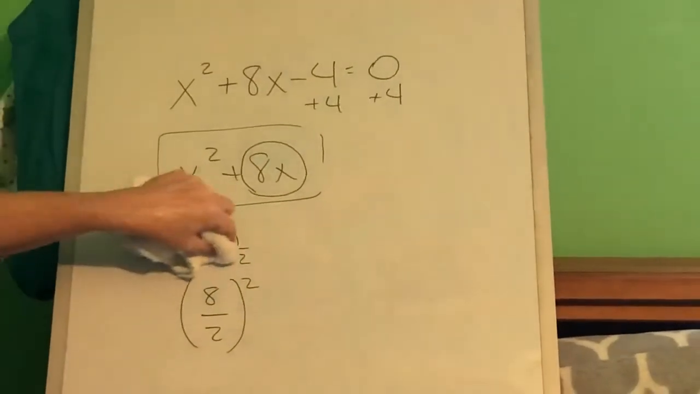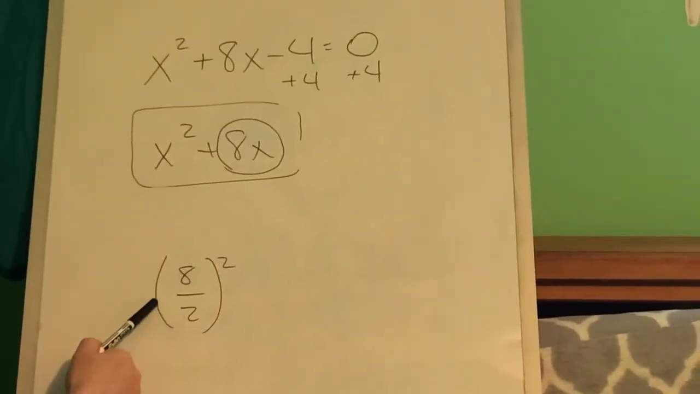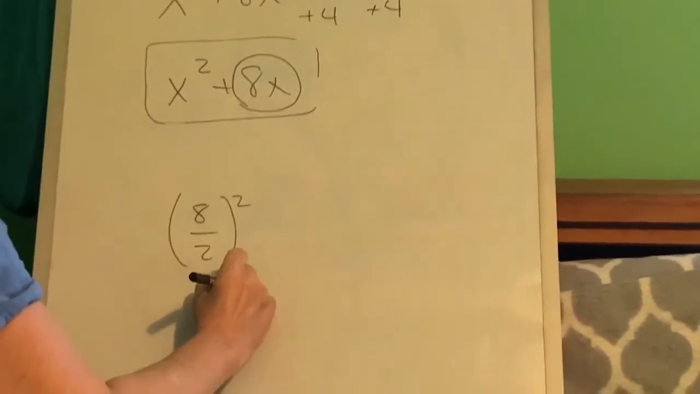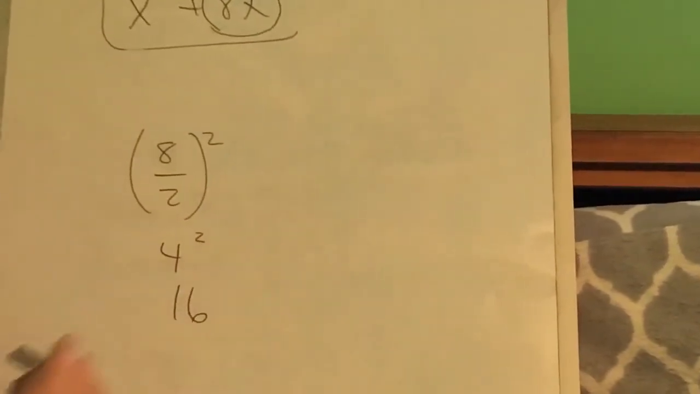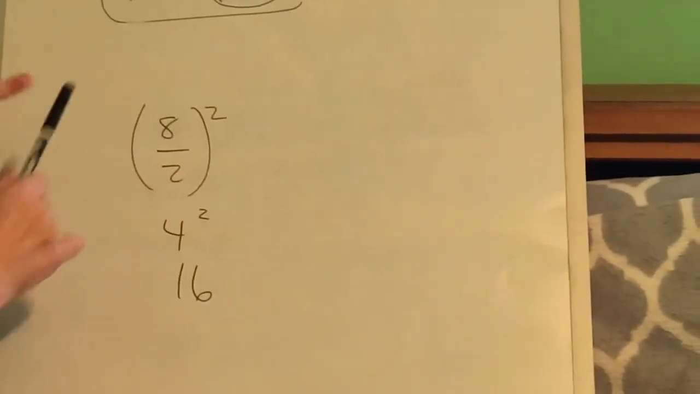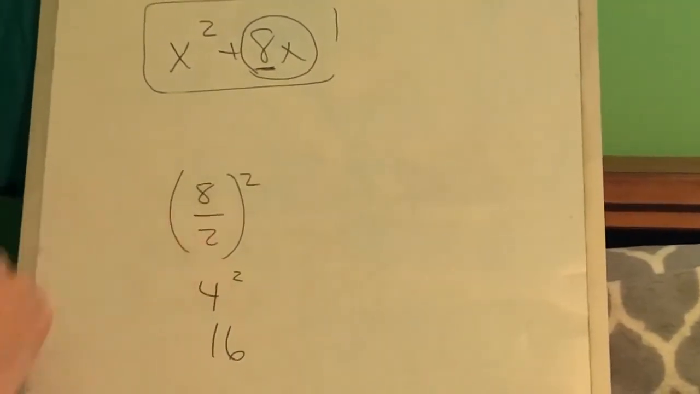So I'm going to stick with this. It's really much more efficient to divide by 2. We're going to take half the value and square it. So 8 divided by 2 gives me 4. And when I square 4, I get 16. That's the first 2 steps on the bottom of page 315. Find half the linear coefficient, the 8. I found half of it, and then I squared that value.